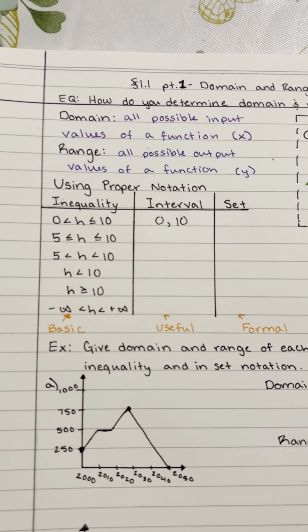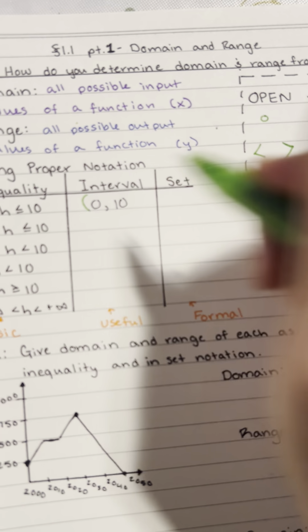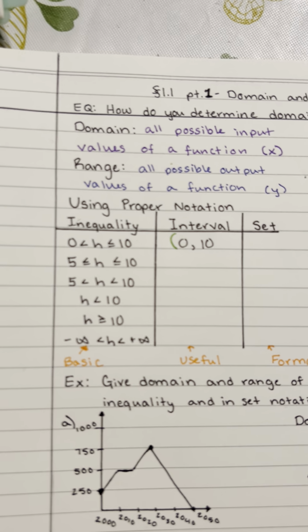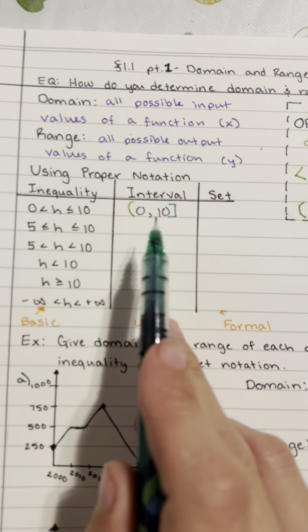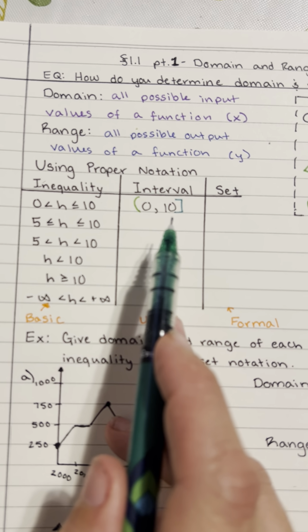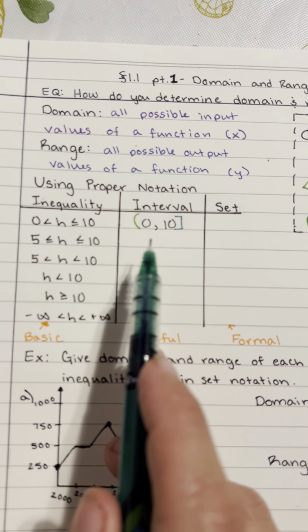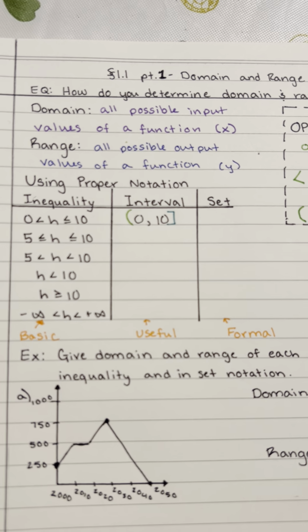So if there's an open inequality, I'm going to use a parenthesis. And then a closed inequality, it's going to be a bracket. And this notation right here means the same thing as this: 0 is less than h, which is less than or equal to 10. Or h is between 0 and 10, with it possibly equaling 10.